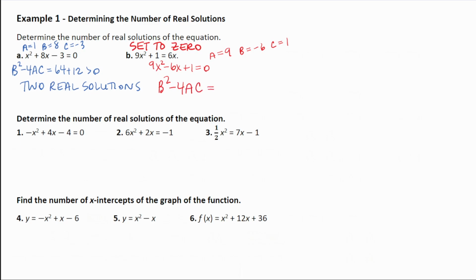And that's going to equal b squared is negative 6 times negative 6 is positive 36, minus 4 times 9 times 1, hey, that's also 36, so that's going to equal 0. Okay, and if the discriminant is equal to 0, we just said that's going to be equivalent to one real solution.